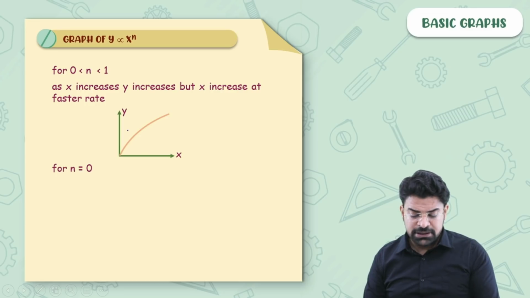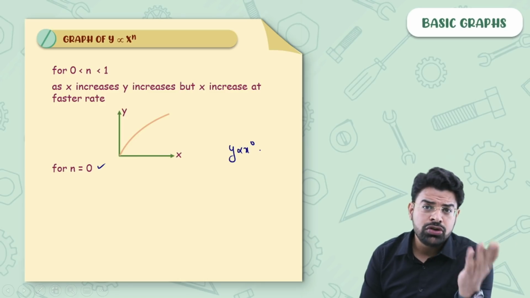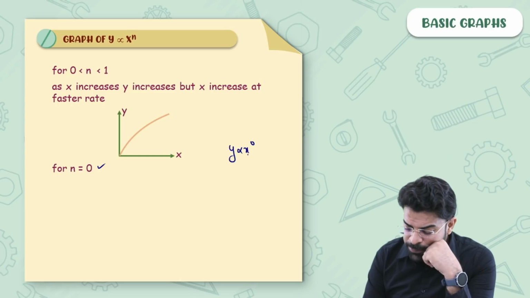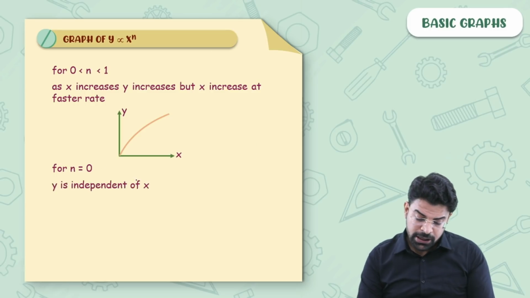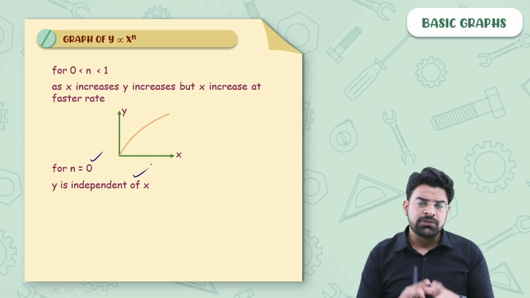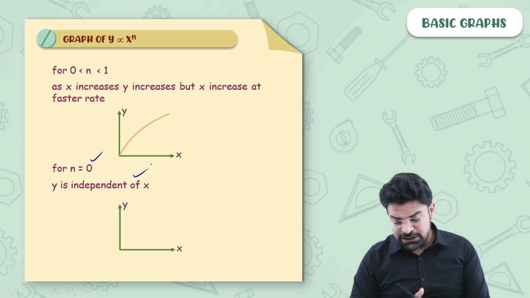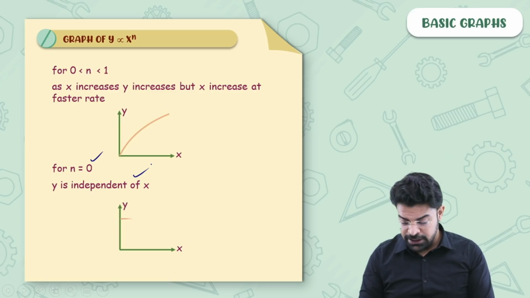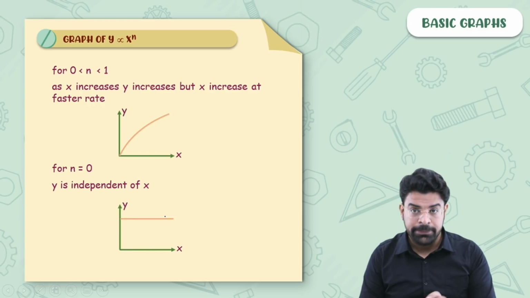Now let's think of the next case. What if n is 0? When I say that n is 0, it means that y proportional to x raised to the power of 0. So anything raised to the power of 0 is 1. So y proportional to x raised to the power of 0 means that y is independent of x, doesn't depend upon x. When I say that y is independent of x, what I mean is on changing x, the quantity y won't change. So if on changing x, the quantity y won't change, what will the graph look like? y remains constant. x keeps on increasing, but the y remains the same.